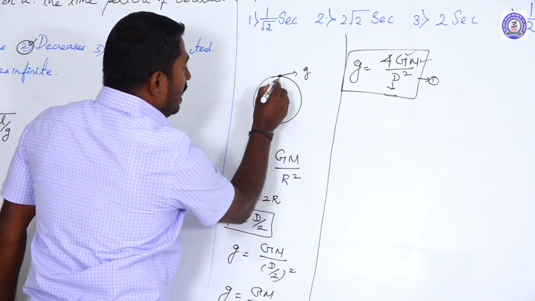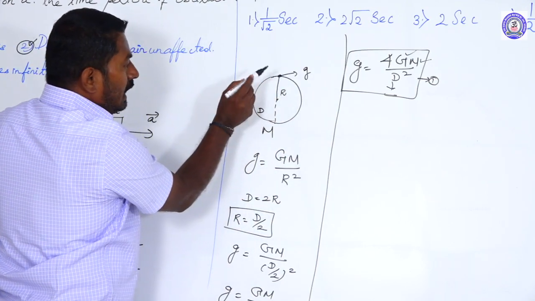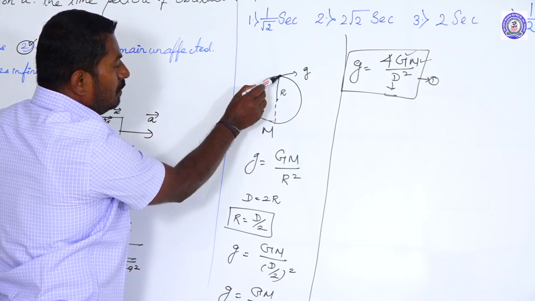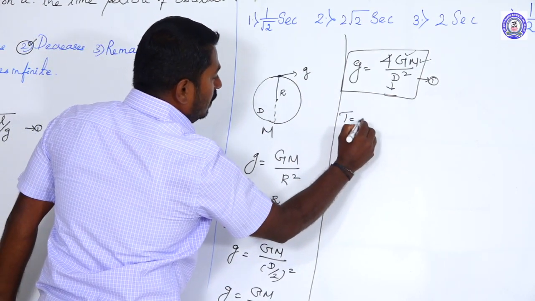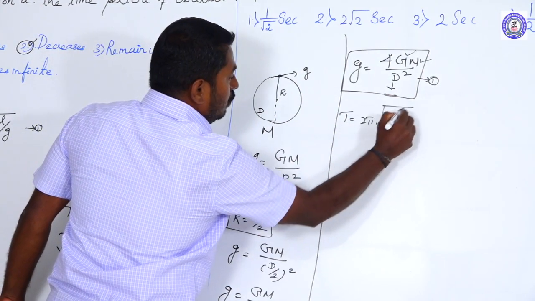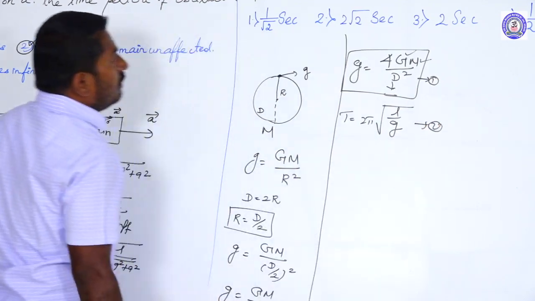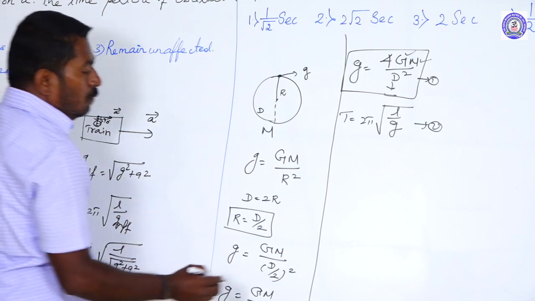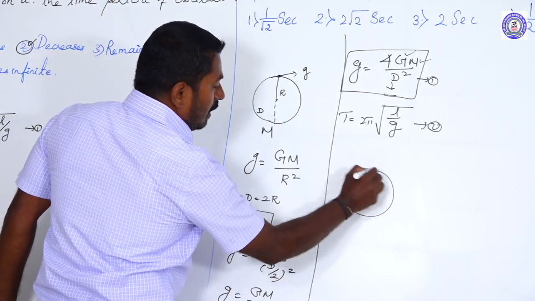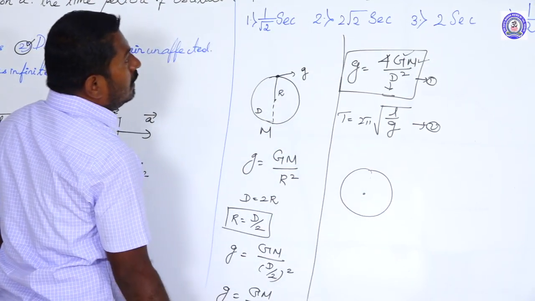Then the time period of oscillation of a simple pendulum, if the simple pendulum experiment is performed on the surface of the Earth, T is equal to 2 pi square root of L divided by g. Equation number 2. But now we assume one imaginary planet.